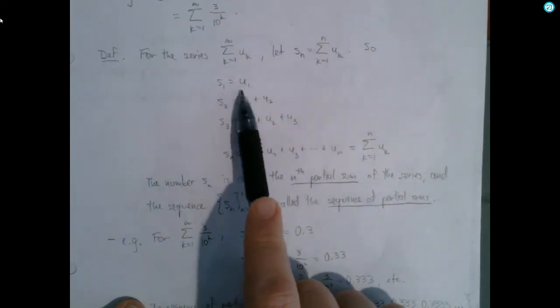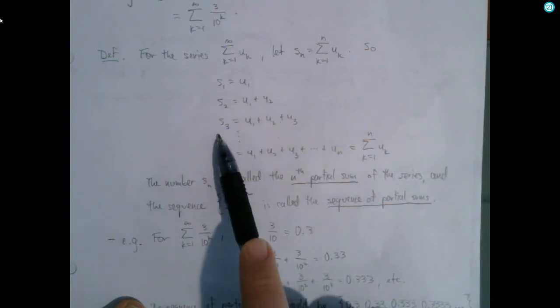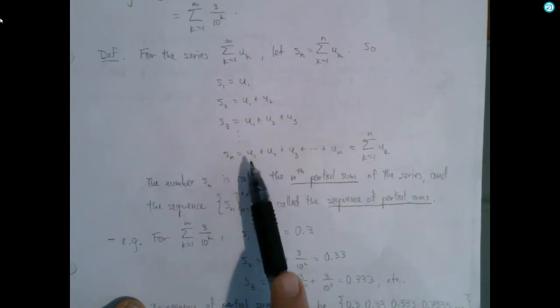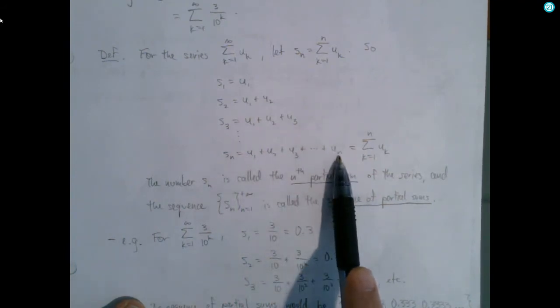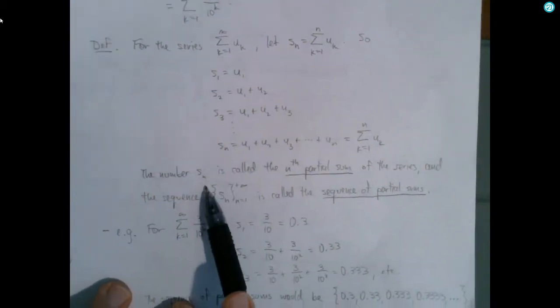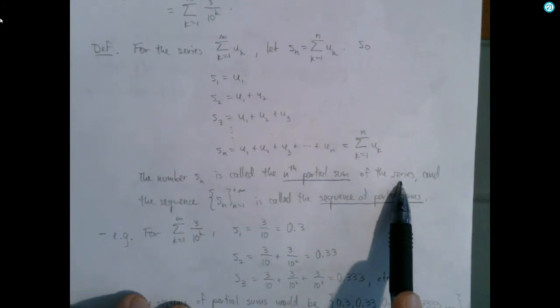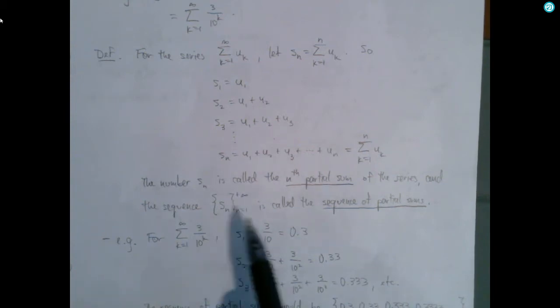So s1 would just be u1. s2 would be u1 plus u2. s3 would be u1 plus u2 plus u3 and so forth. Sn would be u1 plus u2 plus u3 all the way up to un, okay? So this number Sn, we're calling the nth partial sum of the series. And the sequence Sn from n equals 1 to infinity is called the sequence of partial sums, okay?